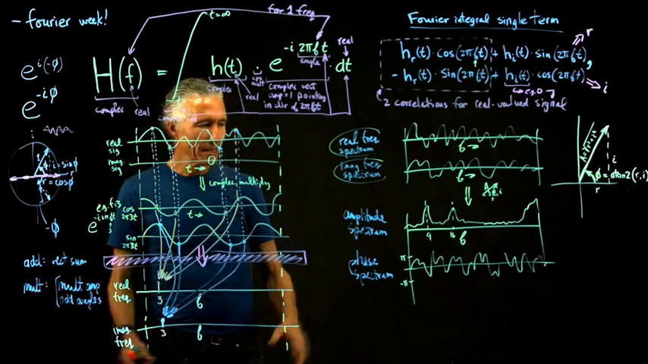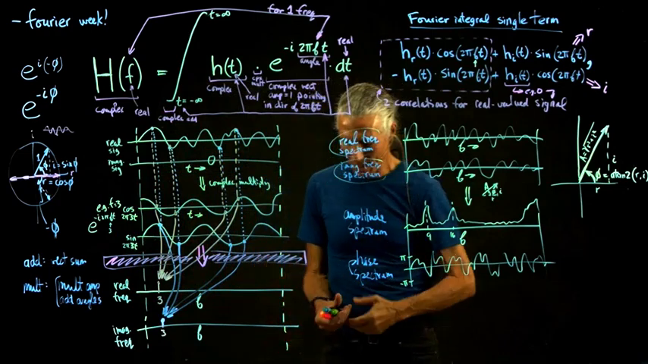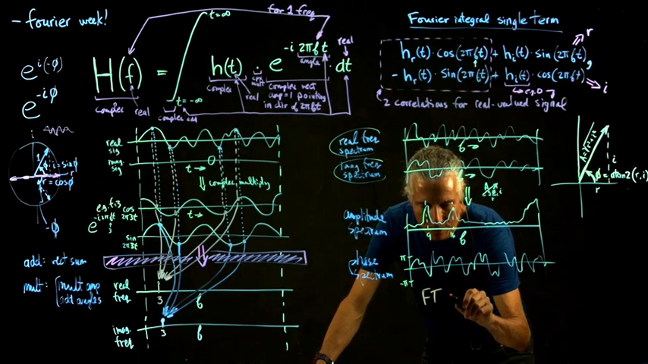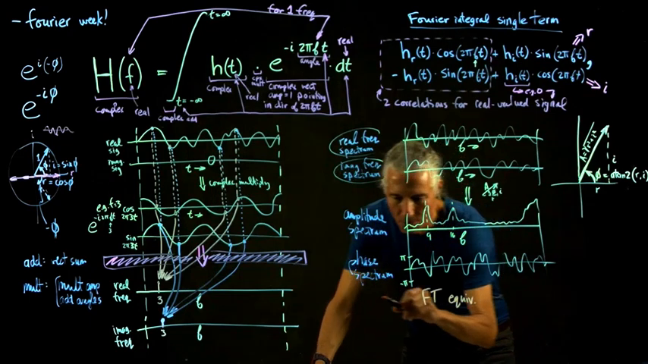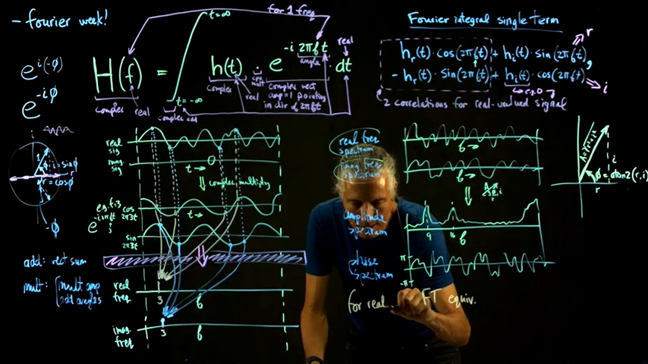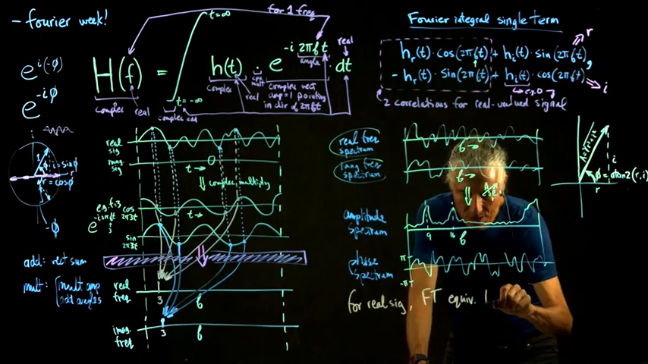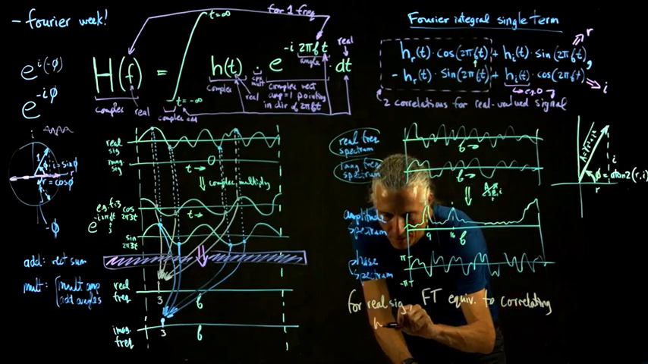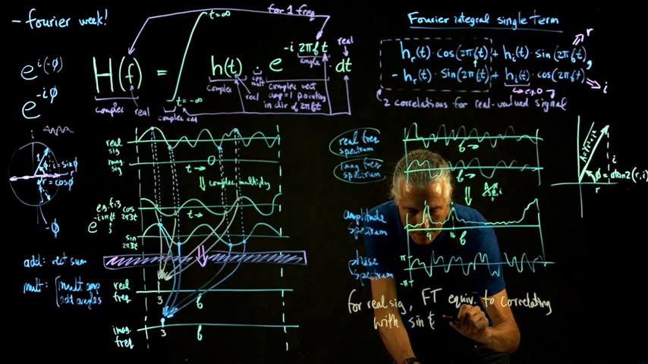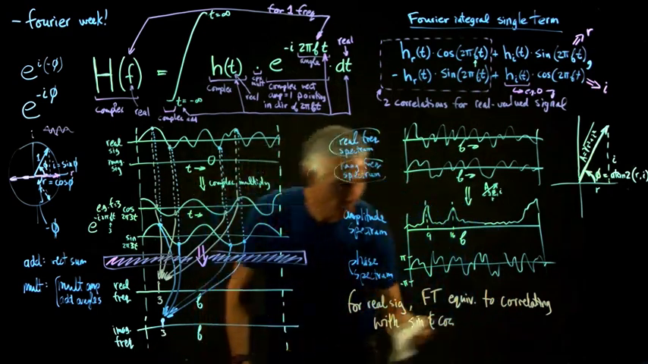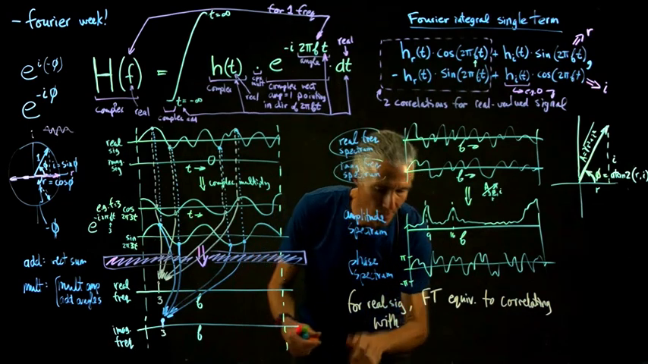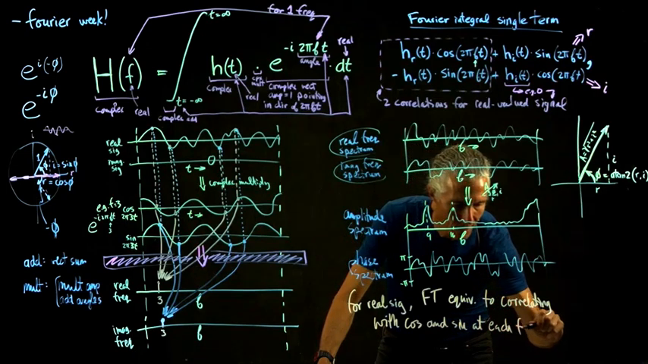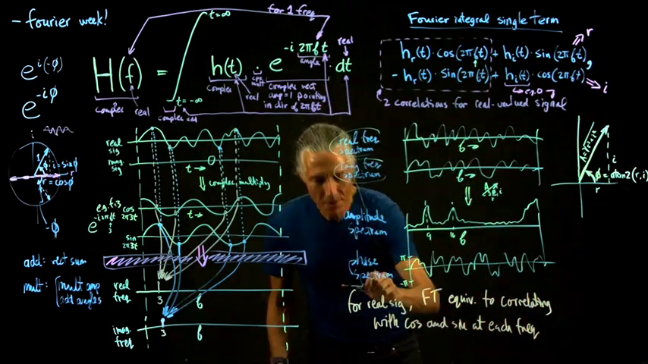So basically the bottom line is, if you've got a real signal, the Fourier transform is exactly equivalent to simply correlating with cosine and sine at each frequency. So it's a very concrete thing.